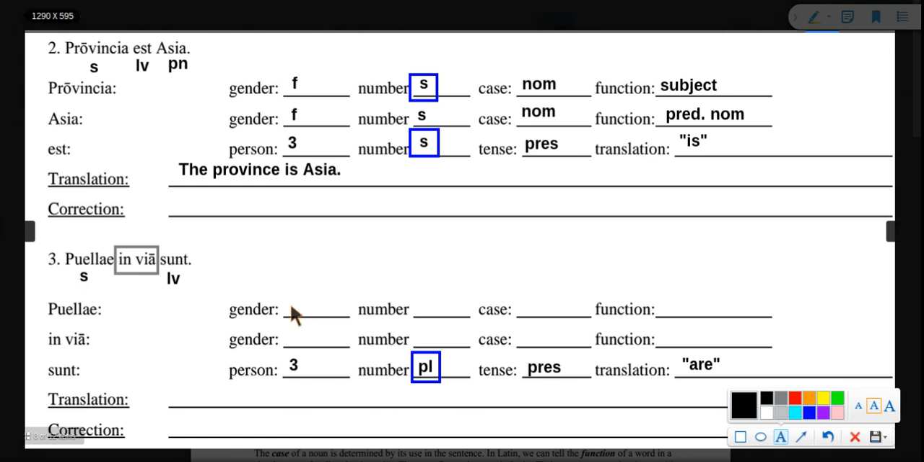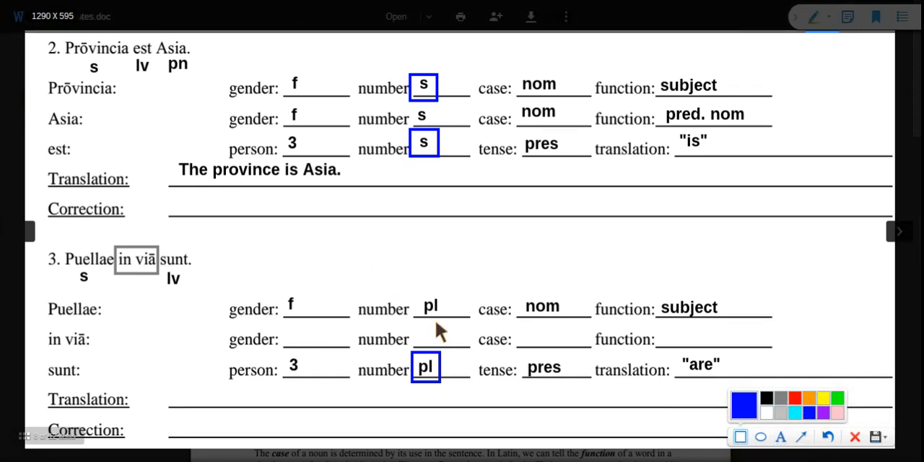Puellae is another first declension, so it's feminine. We have the AE ending, so we know it's going to be nominative plural. It's right up at the beginning of the sentence where you'd expect a subject to be. So we have our subject. And once again, just to call attention to it, we have our subject-verb agreement here. So our verb is plural, and our subject is plural as well.